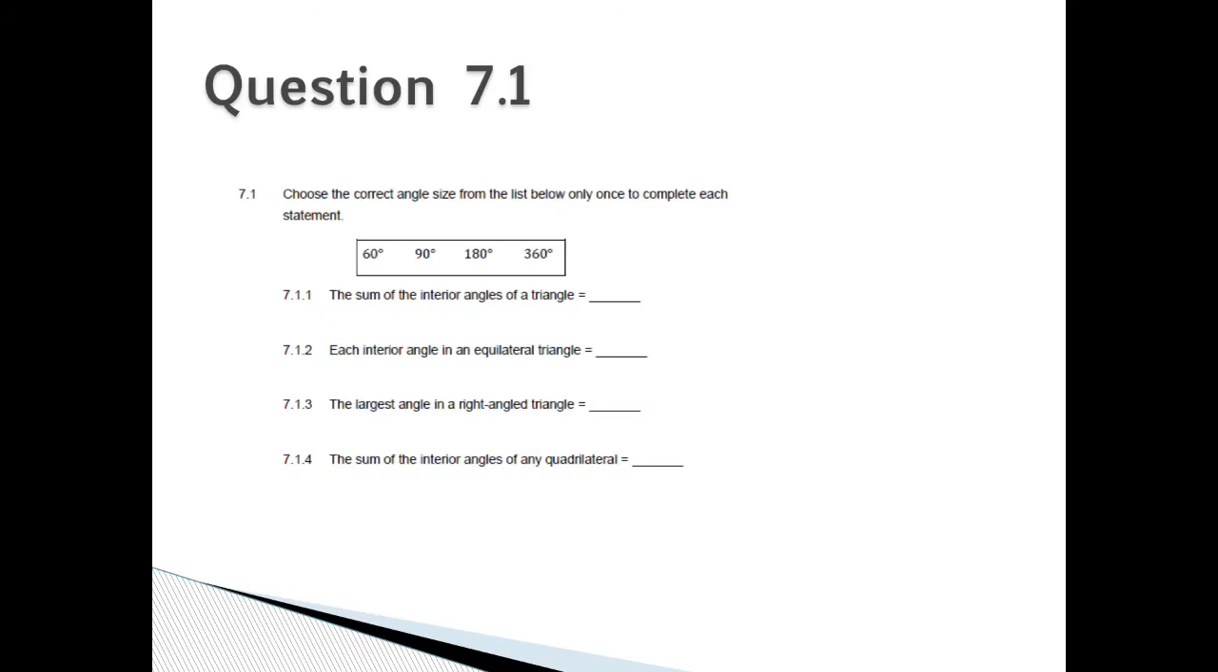7.1. Choose the correct angle size from the list below only once to complete each statement: 60 degrees, 90 degrees, 180 degrees, and 360 degrees. 7.1.1. The sum of the interior angles of a triangle is what? 7.1.2. Each interior angle in an equilateral triangle is what? 7.1.3. The largest angle in a right-angled triangle is what? 7.1.4. The sum of the interior angles of any quadrilateral is what?